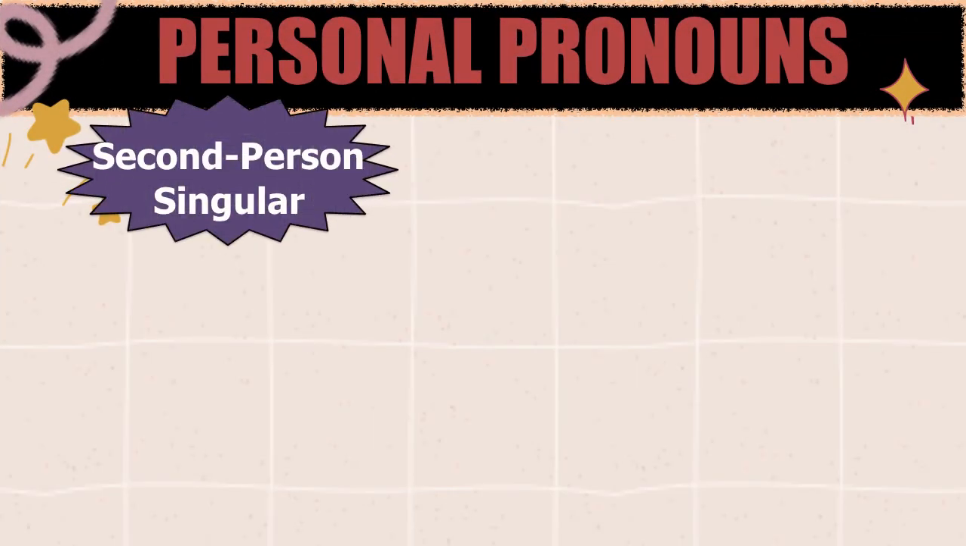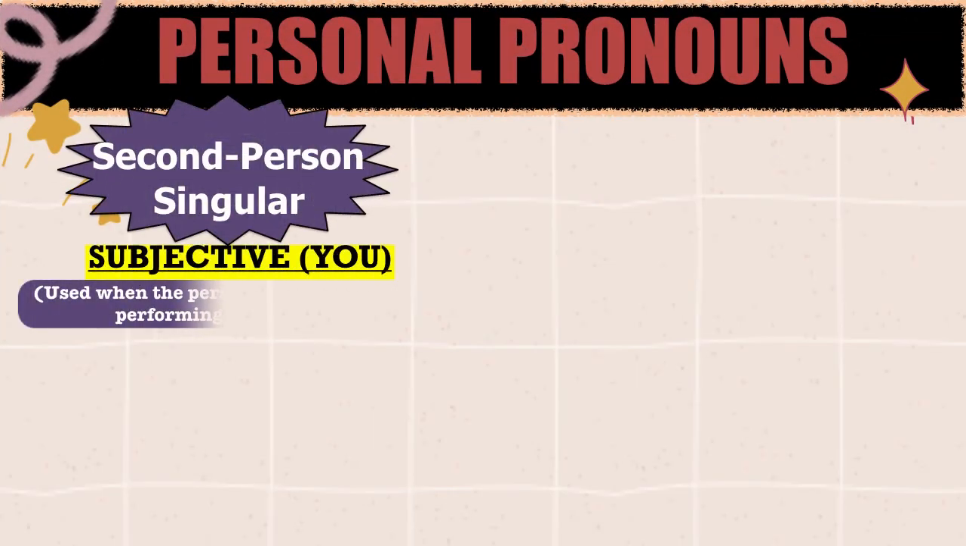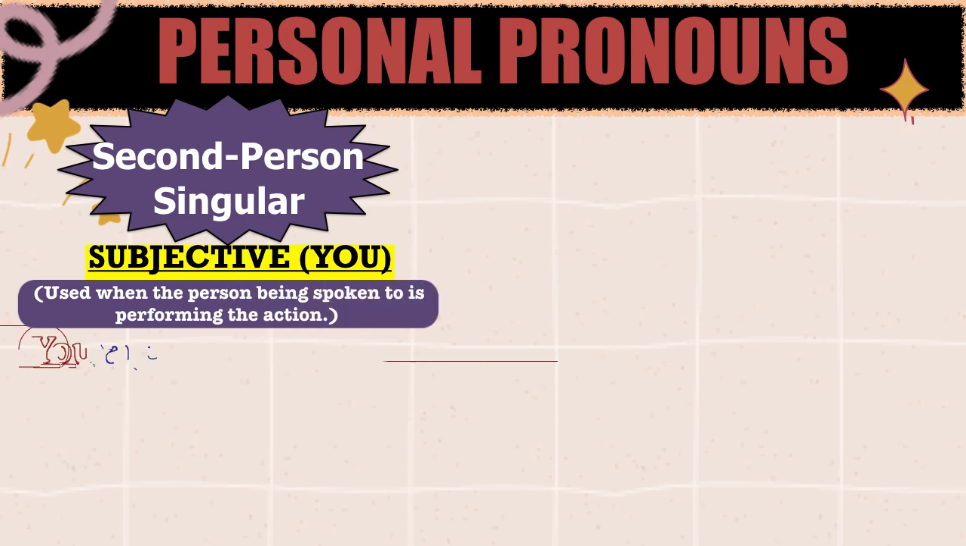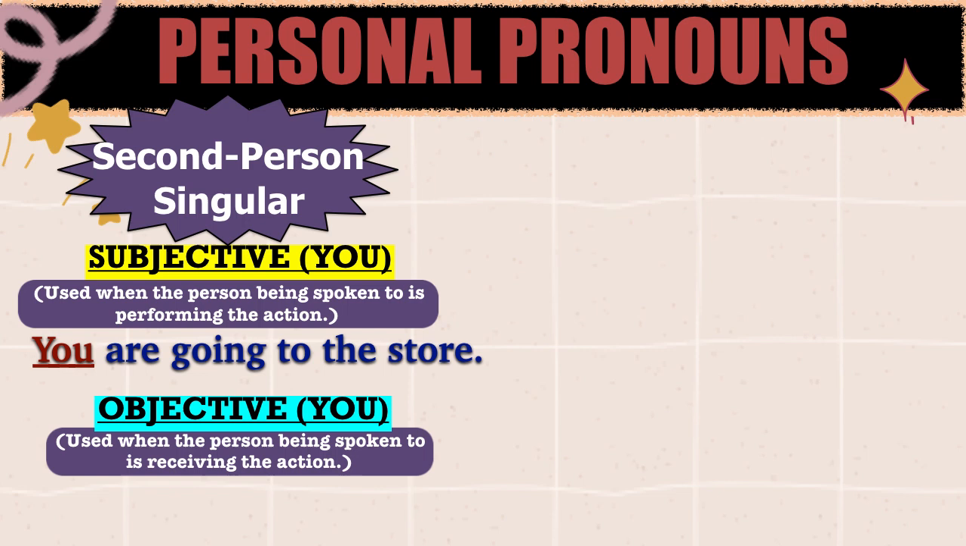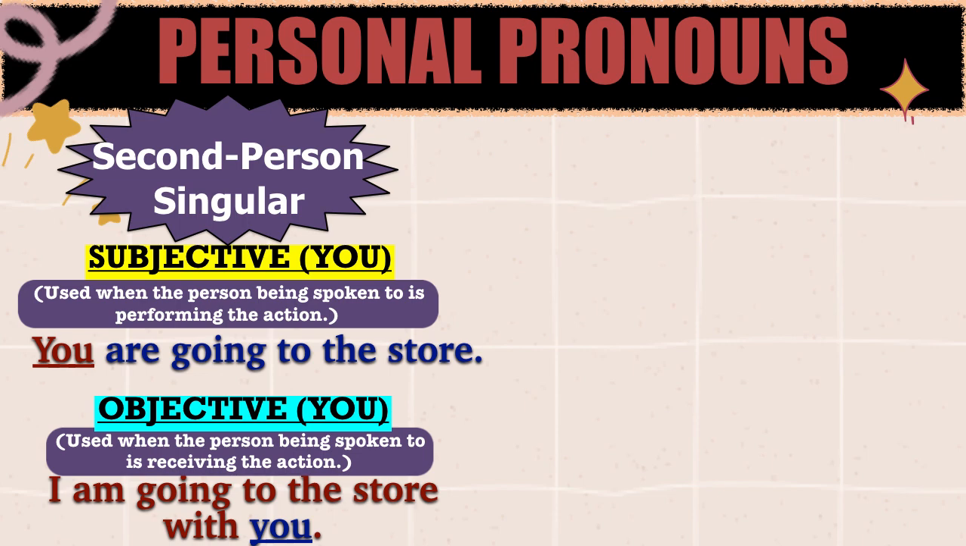Second person singular, subjective: you. Used when the person being spoken to is performing the action. Example: you are going to the store. Objective: you, used when the person being spoken to is receiving the action. Example: I am going to the store with you.